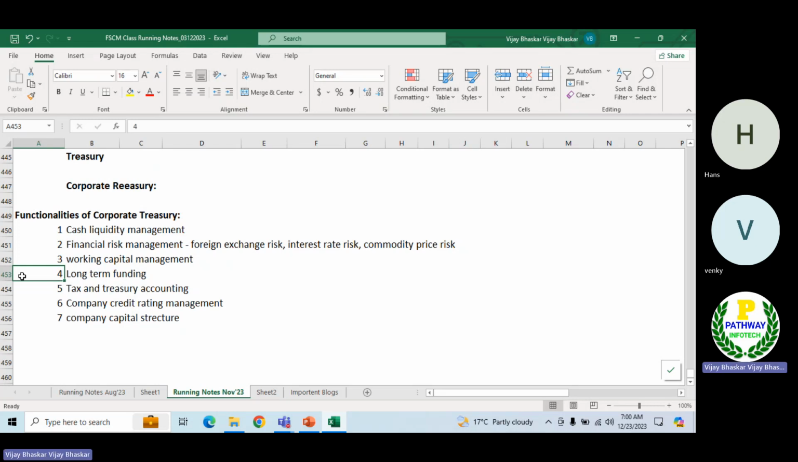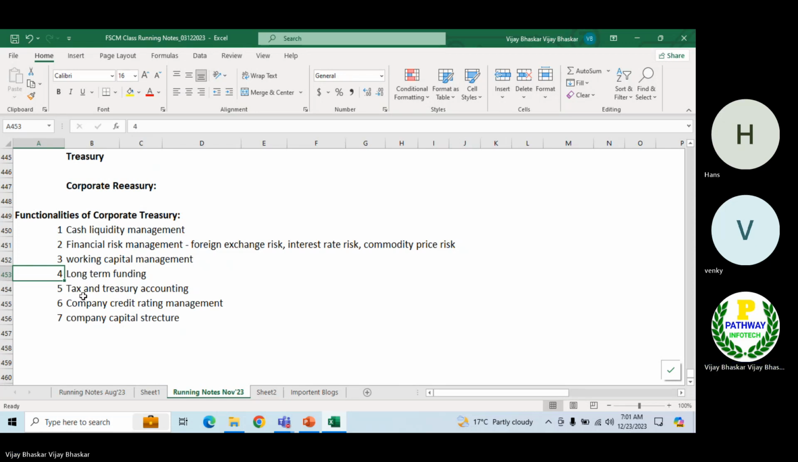Based on those funds, they are going to operate their business. Now, for long-term funding, whether the organization is going to borrow from the public or from financial institutions, and how we are going to handle that, for that functionality the corporate treasury is going to support.